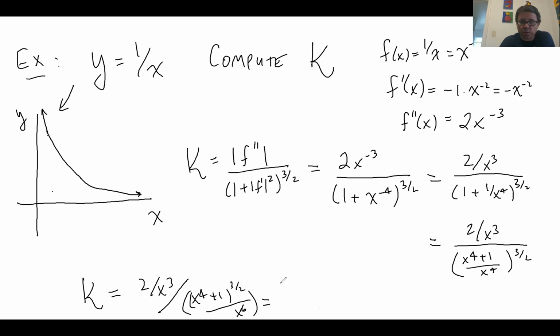If I flip and multiply, I'll have 2 over x cubed times x to the 6th over x to the 4th plus 1. Hopefully none of these steps are particularly hard. It's a pretty easy derivative, but you can get lost in the algebra usually. So if I cancel x cubed, I'll still be left with 2x cubed on the top, and on the bottom, I'll have x to the 4th plus 1 and 3/2 power.